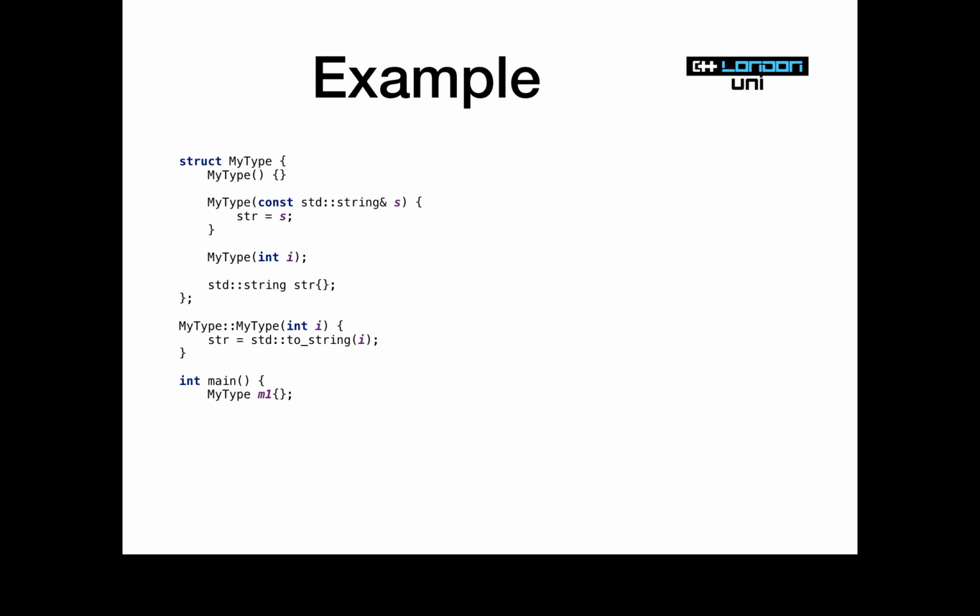So now we have our main function. And first of all, we create an instance of my type, a my type object. We named it M1, and we provided no arguments. We've just used empty braces. So what does this mean? Well, first of all, is my type an aggregate or not? No. Why not? Because it's got a constructor. It's got multiple constructors. So my type is definitely not an aggregate.